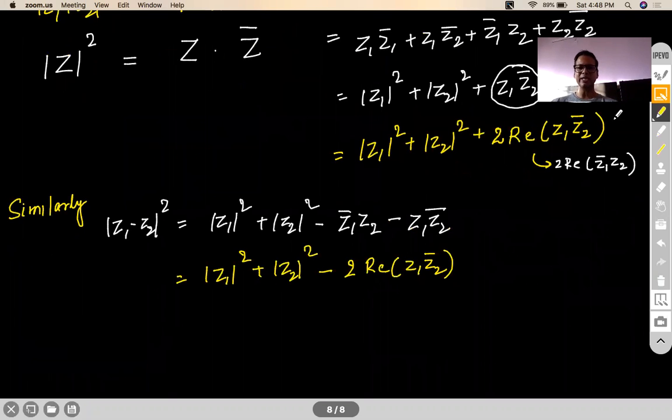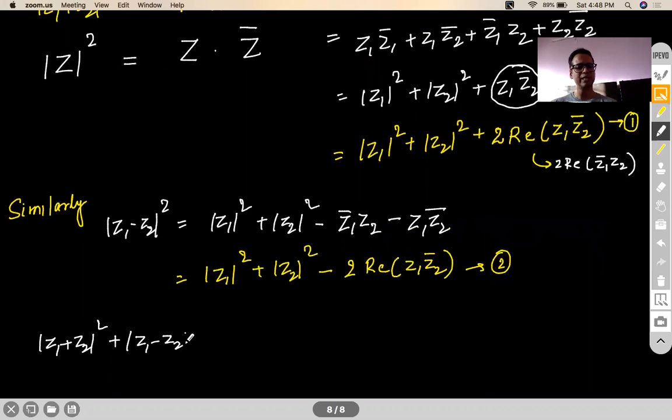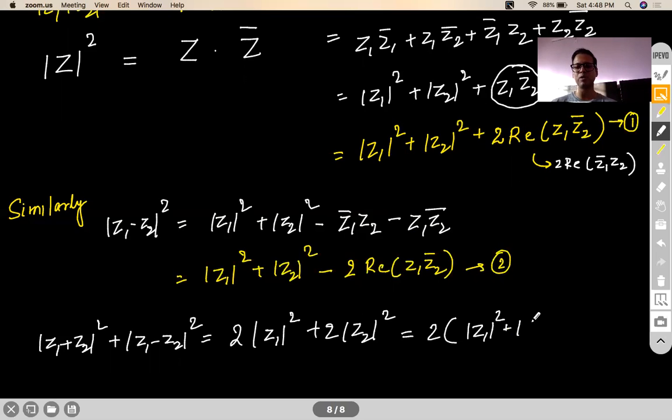Okay. Now let us add these two. If you add them, you would realize you will have z1 modulus square coming 2 times. So 2 mod z1 square. You have z2 mod square coming 2 times. So 2 mod z2 square. And the negative 2 real part and the positive 2 real part will cancel each other out. That will give you twice of mod z1 square mod z2 square, which is your RHS, and hence proved.